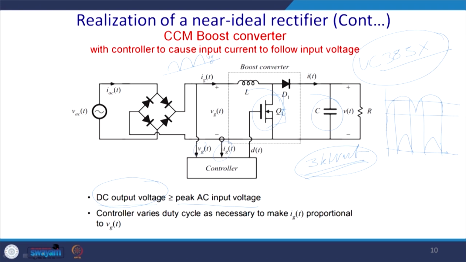But in this case what happens, you are shorting this switch. So, instantaneously this voltage becomes 0, and accordingly you build up the voltage and you ensure that you are keeping these values within the range of the simulated values of Vg and Ig. Thus, the controller varies the duty cycle necessary to make Ig proportional to Vg.